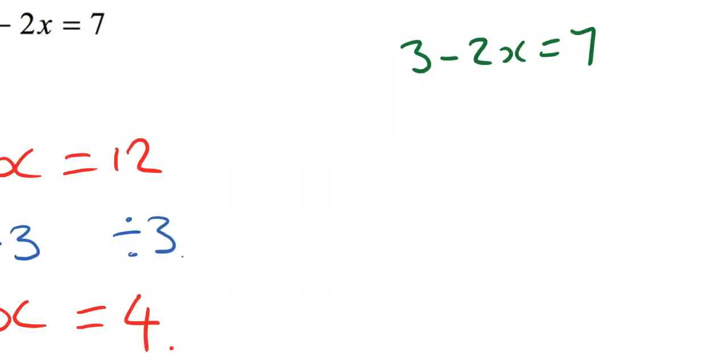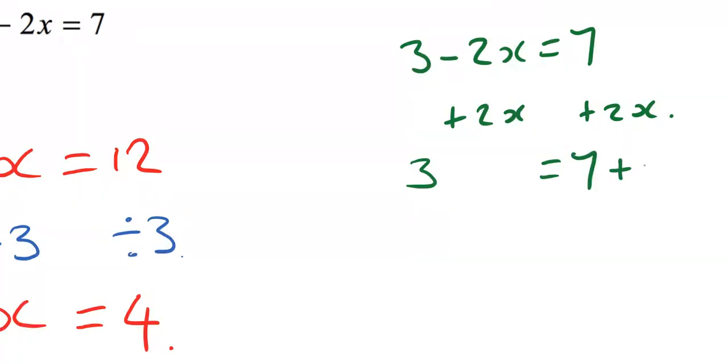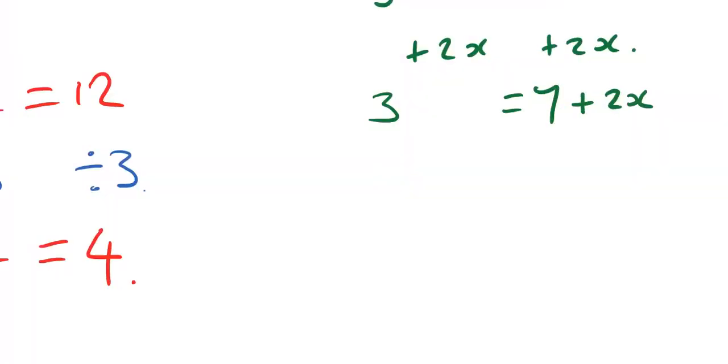So what I'm going to do is add 2x to both sides. And you might think, well, that's not going to help me solve the equation, but it's just going to help us to order things in a more productive way. So if I add that 2x to both sides, I'll just be left with the 3 on the left. And on the right, I'm still going to have that 7, but I'm going to have to write a positive 2x there as well. Now I'm going to take away 7 from both sides because I'm trying to isolate that x on its own. So I'm going to take away 7, take away 7.